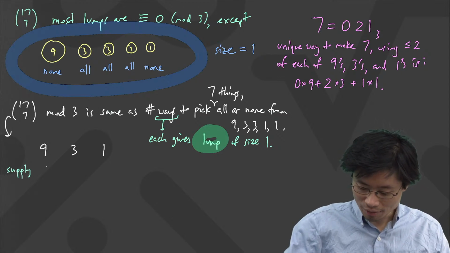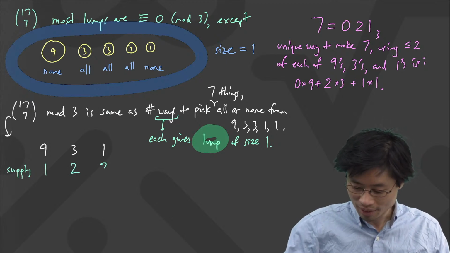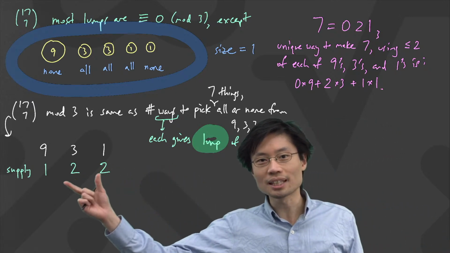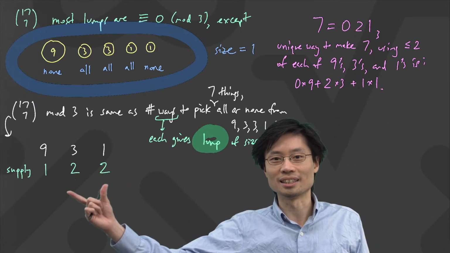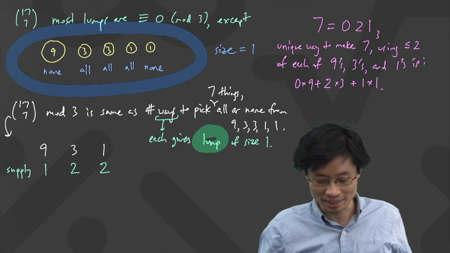How many 9s do I have? 1 9. How many 3s do I have? 2 3s. How many 1s do I have? 2 1s. That's because 1, 2, 2 in base 3 is 17. That's my supply of 9s, 3s, and 1s.